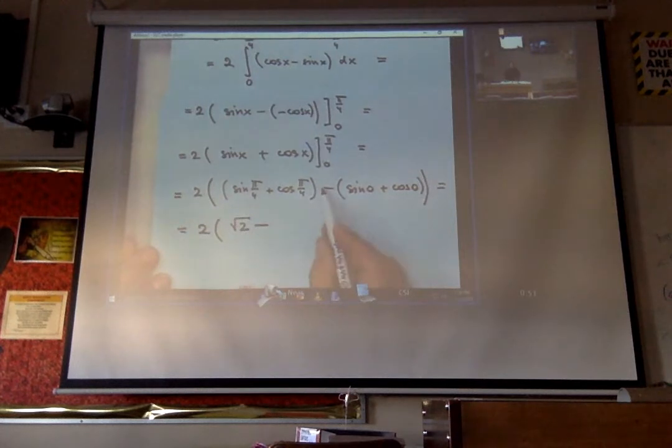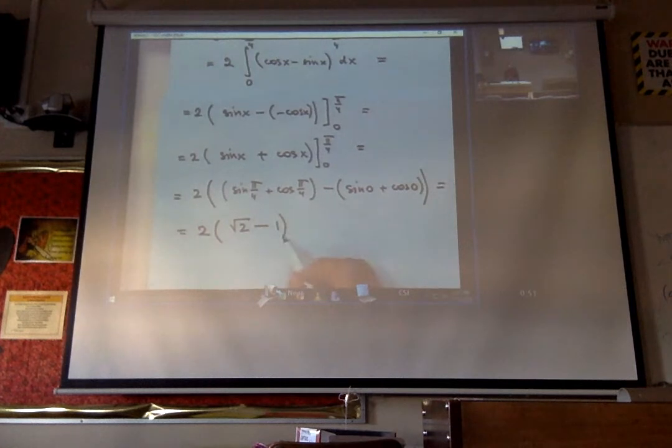Minus sine of 0 is what? 0. Cosine of 0 is 1. So you get just minus 1. And this is the exact value. And your calculator cannot change the decimal to this form because we have an irrational number. Okay, your calculator cannot do an irrational number. Well, that's the answer.